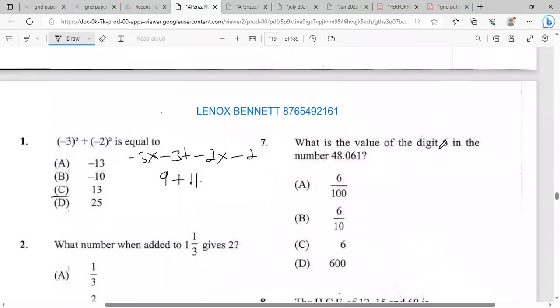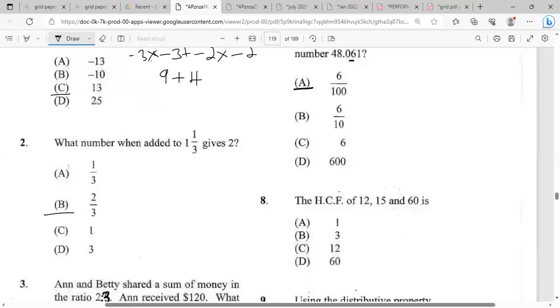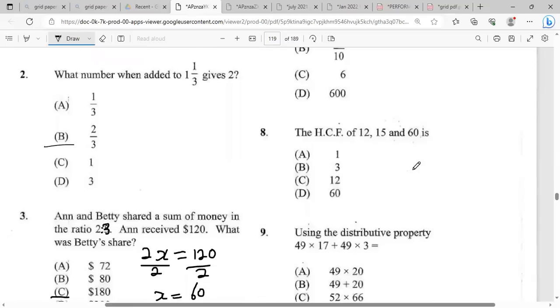What is the value of the digit 6? Okay, so that would be 6 over 100 or 600. The highest common factor of 12, 15, and 60, that would be 3. That's the highest number that can go into all 3 without leaving a remainder.